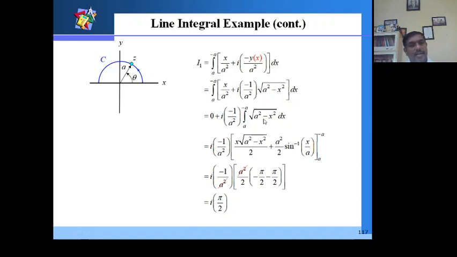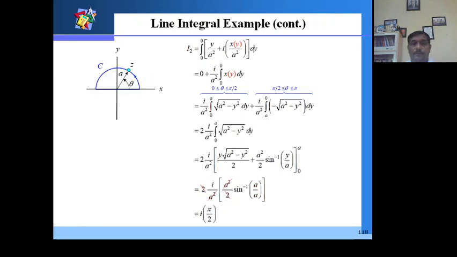You know that the integration of root of a squared minus x squared is x into root of a squared minus x squared by 2 plus a squared by 2 into sine inverse x by a. You have studied these things in your PU classes. Then we can apply the limits, and you get i into pi by 2. This problem can be solved by using polar form also.